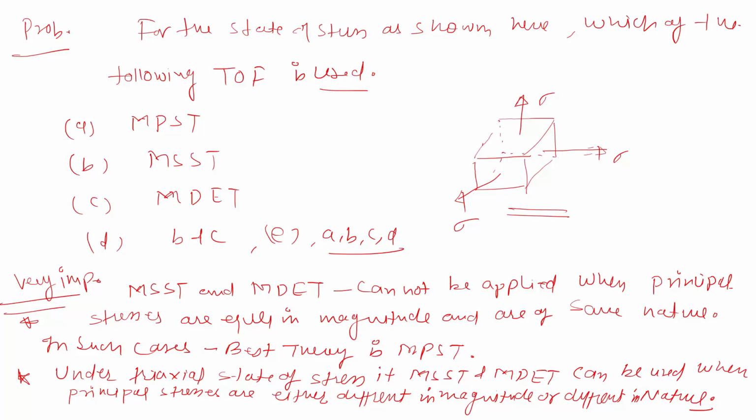So this was about the ratios of the yield strength in shear to the yield strength in tension, and this was the one special case where we have to be careful while applying the theory of failure.